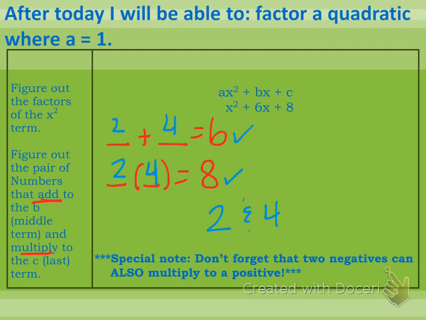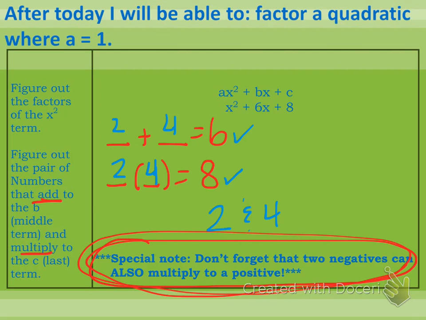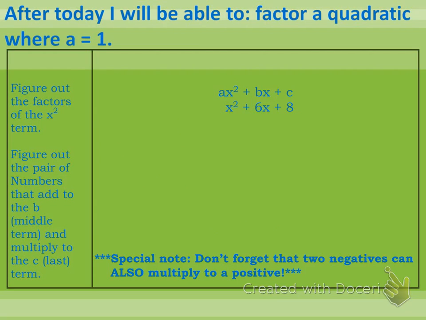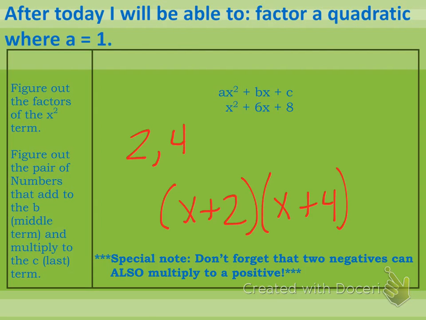Okay? Now, there's a special note down here. Don't forget that 2 negatives can also multiply to create a positive. That's going to be important later. Now, in class, I'm not going to say the middle term or the last term. I'm going to say B and C, so you make sure that you know what I'm talking about when I say B and C. Because the numbers I got were 2 and 4, when I write my answer, I'm going to say x plus 2 and x plus 4.